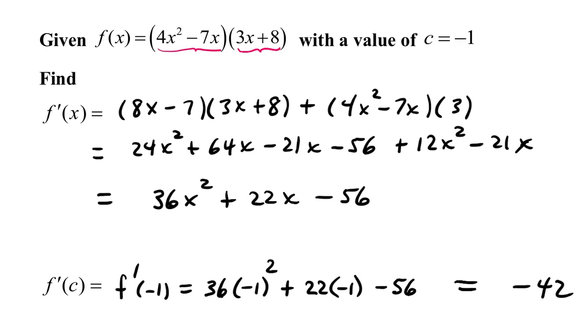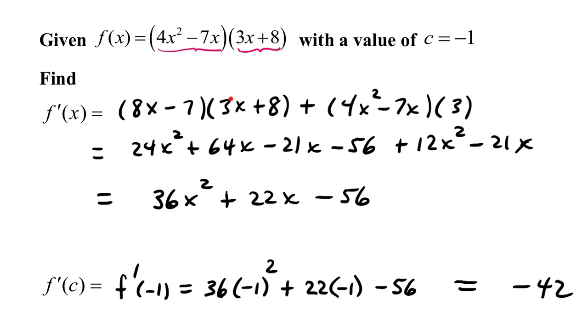Given function f is the product of 4x squared minus 7x times 3x plus 8, with the value of c equal to negative 1. First, let's find the derivative. We take the derivative of our first set of parentheses, 8x minus 7, leave the second function alone, plus the first function left the same, times the derivative of the second one, times 3.